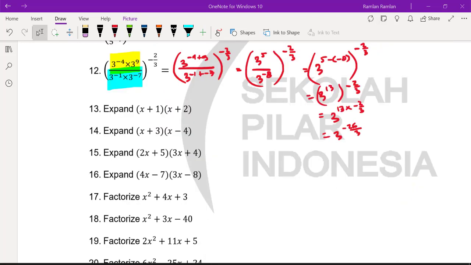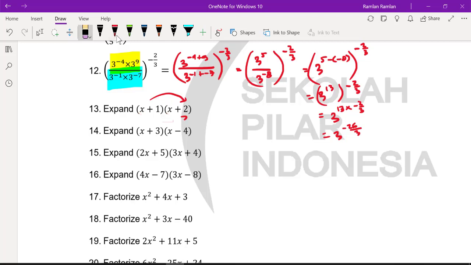So, number 13 until number 16, all of them have the same exact concept, so expand the brackets. Remember that if we have something like this, we can use the FOIL method, right? So, multiplying like this: 1, 2, 3, 4, right? And then try to simplify if they have like terms. Okay, so now let's do number 13.